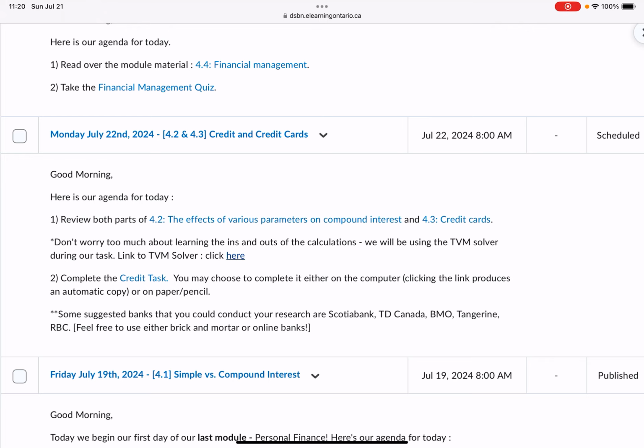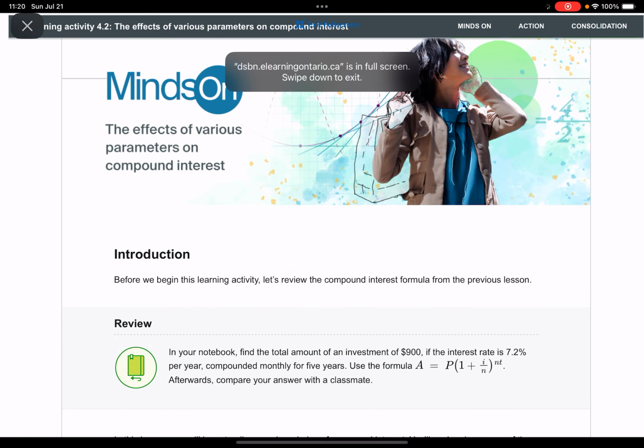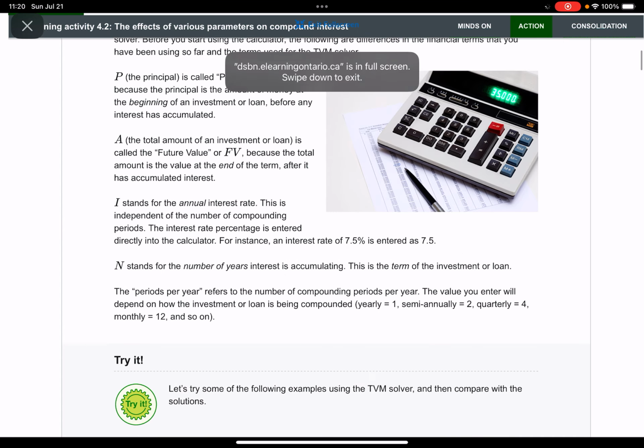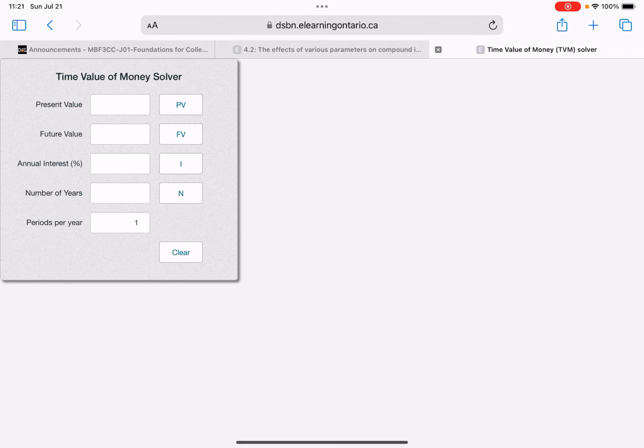If you go onto the module, because there's an interactive tool that we haven't really used yet, it looks just the same as everything else when you first start the module. But what you'll notice is there's something called the time value of money solver, or for short, TVM. You can't type in these boxes here, so you'll see present value, future value, annual interest, etc. What you'll want to do is hit the start down below. And when you hit the start, it will bring you up to this TVM solver, and that's where you're actually going to input the values.